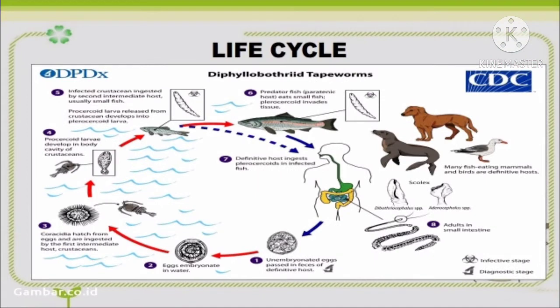We are now at the life cycle of Diphyllobothrium latum. First, unembryonated eggs pass in the feces of the definitive host, not just feces but the stool of humans, which is one of the definitive hosts of Diphyllobothrium latum. Step number 1 belongs to the diagnostic stage.